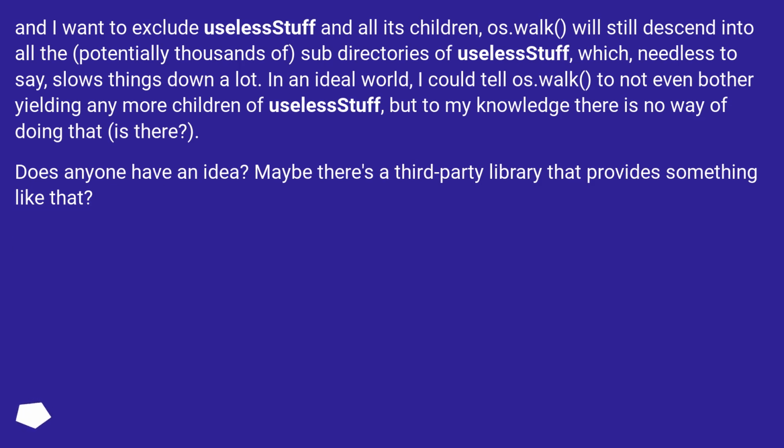and I want to exclude useless stuff and all its children, os.walk will still descend into all the, potentially thousands of, subdirectories of useless stuff, which, needless to say, slows things down a lot.